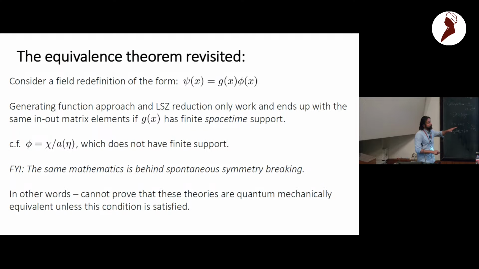By the way, this is the same mathematics as beyond spontaneous symmetry breaking. You will find a non-overlap between the vacuum of one theory and the other. They're just in different Hilbert spaces. This proof breaks down. We don't know what to do. So I'm just going to park that there. I'm not going to give you an answer because that's still something we are debating. But all I can say is I cannot prove that these theories are quantum mechanically equivalent until this condition is satisfied, which it isn't for the field definitions that I just used and got into trouble.